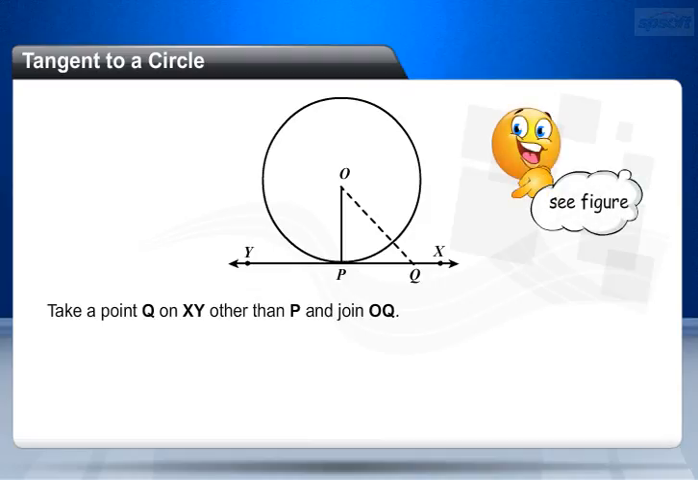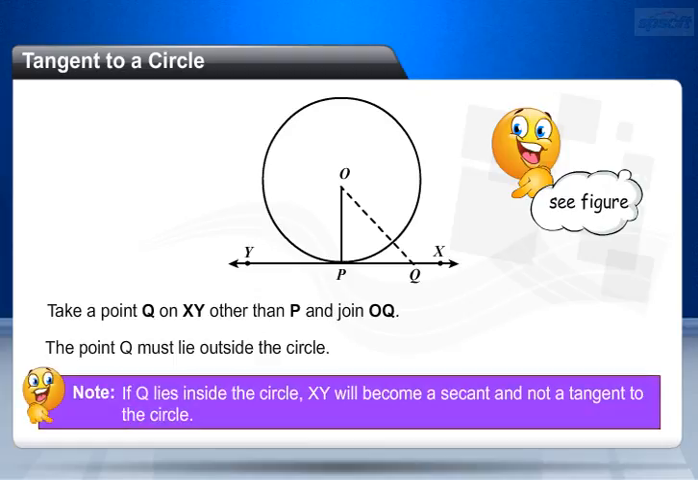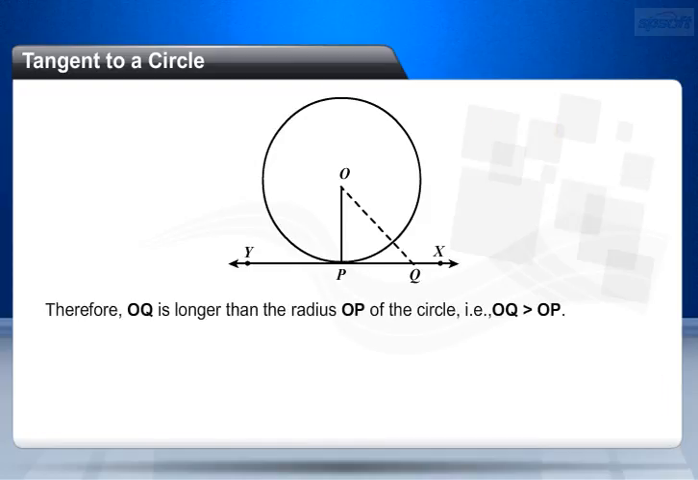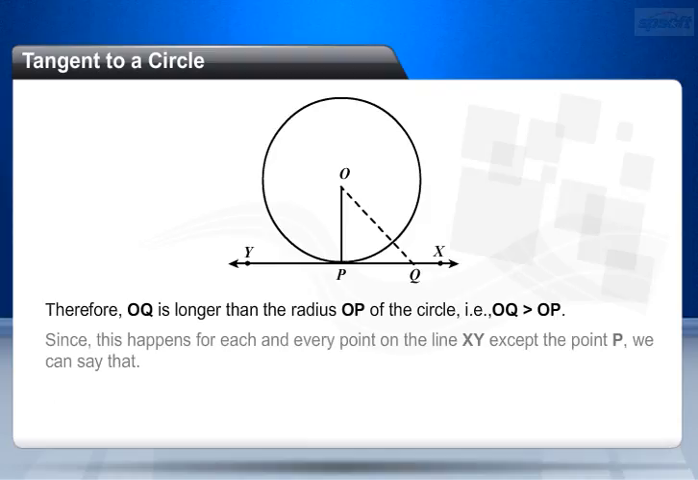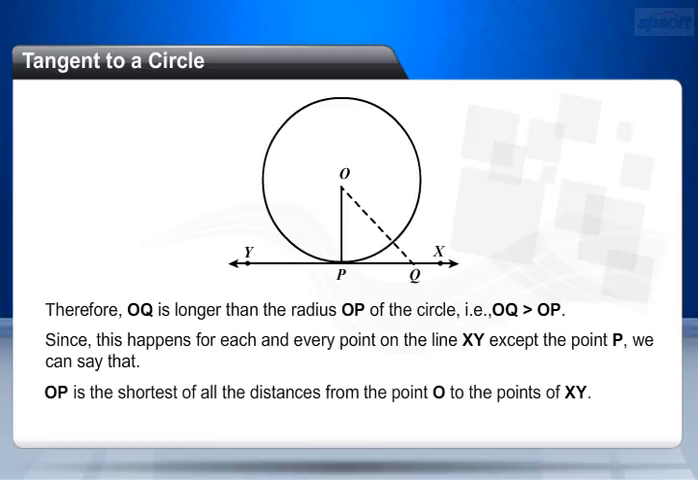Take a point Q on XY, other than P, and join OQ. The point Q must lie outside the circle. Note, if Q lies inside the circle, XY will become a secant, and not a tangent to the circle. Therefore, OQ is longer than the radius OP of the circle. That is, OQ is greater than OP. Since this happens for each and every point on the line XY except the point P, we can say that OP is the shortest of all the distances from the point O to the points of XY.